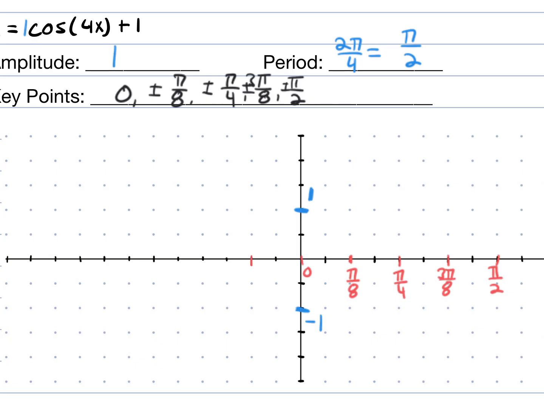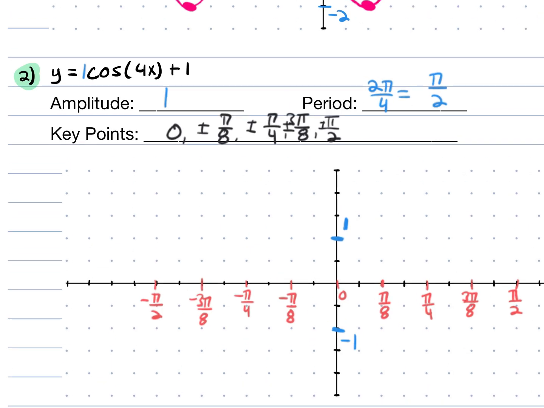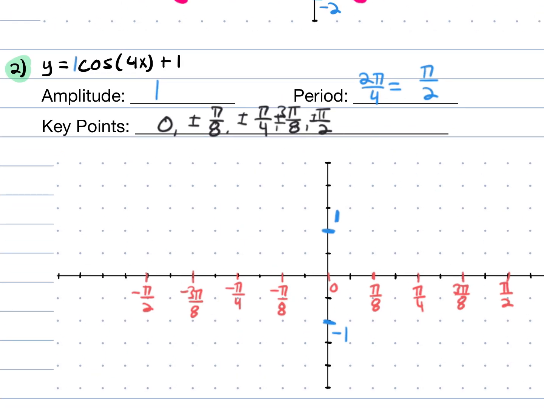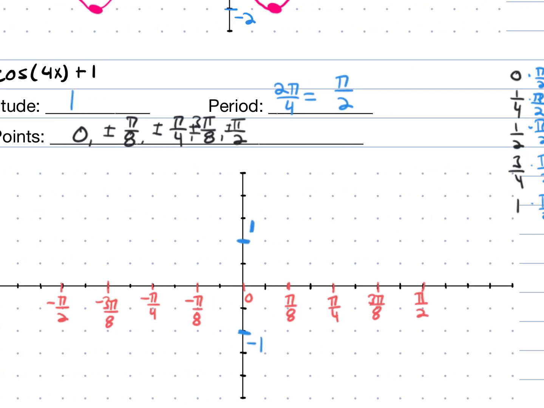All right, and then you're going to do the same thing in the other direction. Negative pi over 8, negative pi over 4, negative 3 pi over 8, and then negative pi over 2. All right, are you okay with that so far? Pretty easy process.